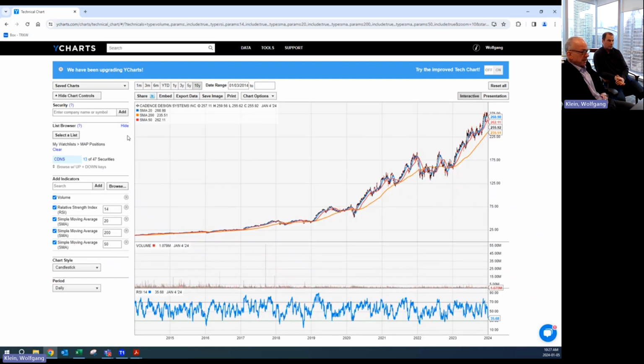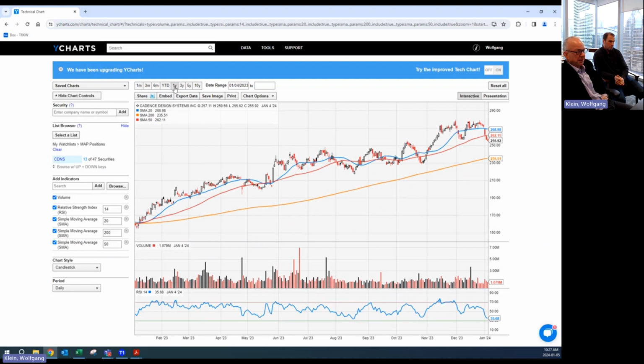Next name, Cadence Design. It is a software company that helps companies produce semiconductors. That is, again, one unbelievably smooth-looking chart. That's incredible. That is a Picasso. That usually is a kiss of death when I say something like that. Here's a 1-year chart. Nice trend.